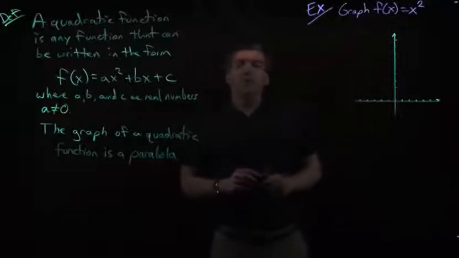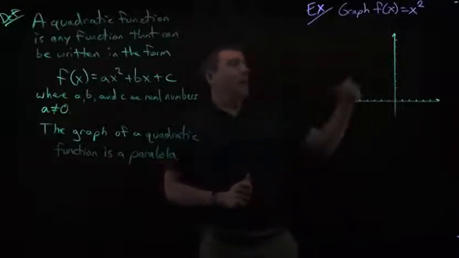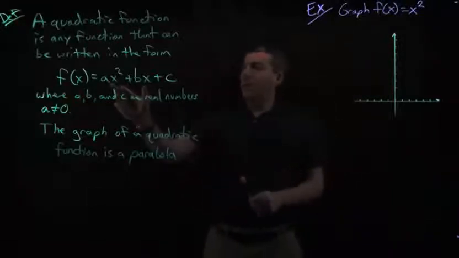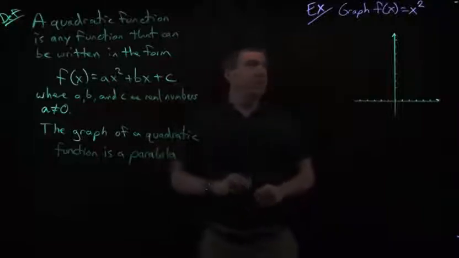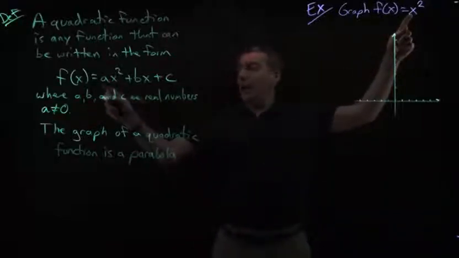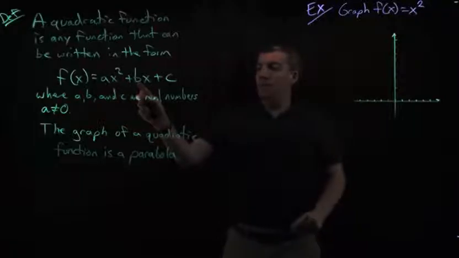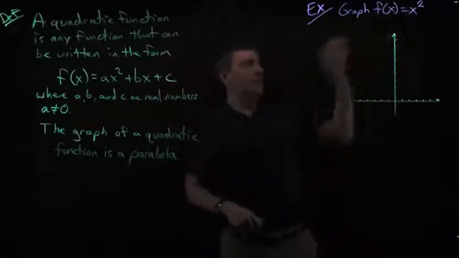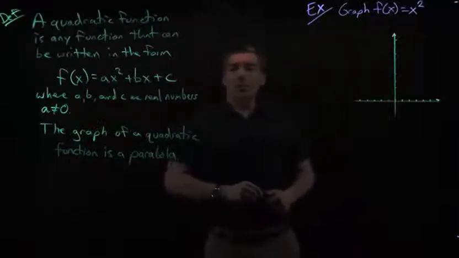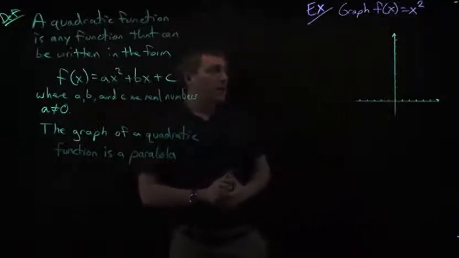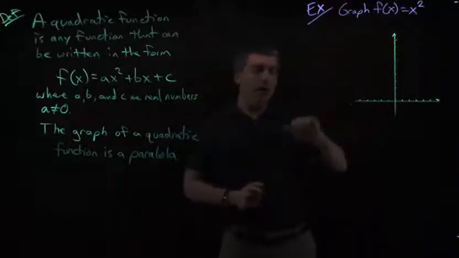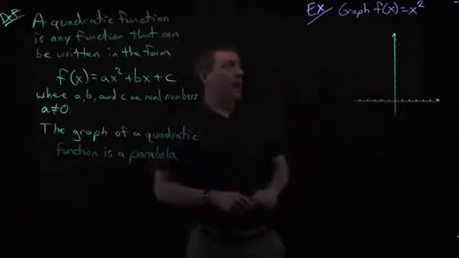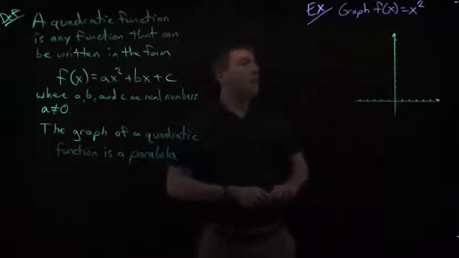Let's graph this quadratic function, and this function is f of x equals x squared. Now this fits this form, ax squared plus bx plus c. For this function, a is 1, b is 0, and c is also 0. This is basically the typical quadratic function we look at. And in fact, we'll compare all other quadratic functions to this one.